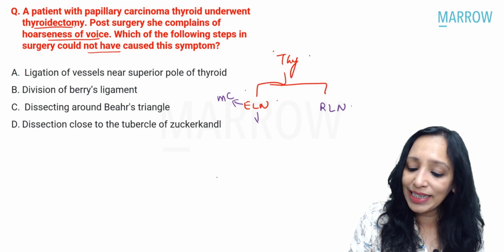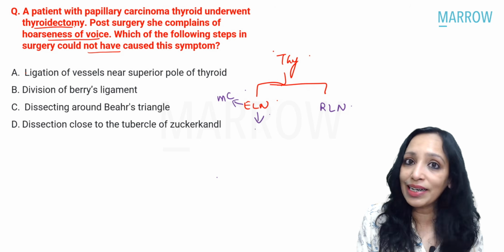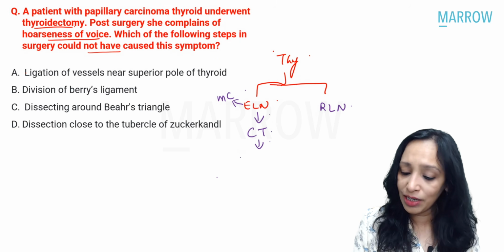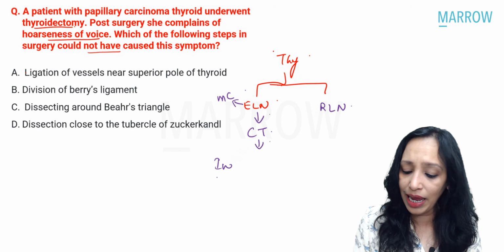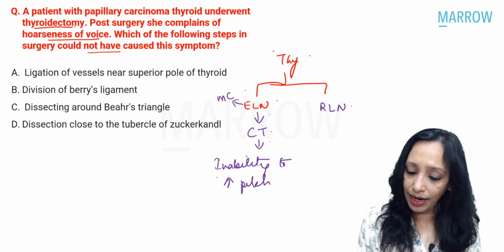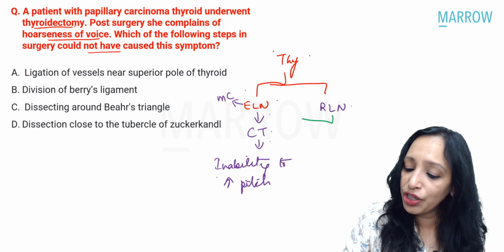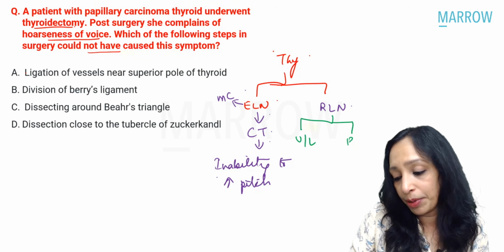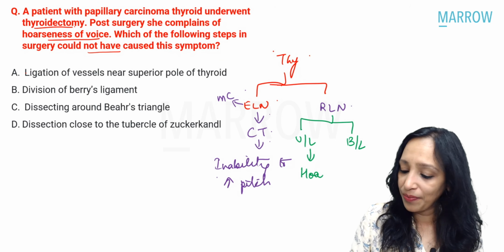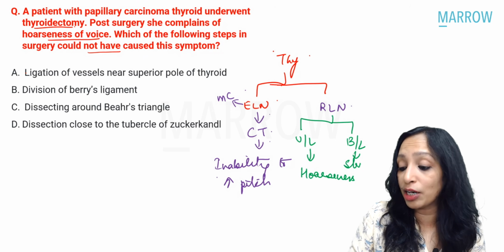If the external laryngeal gets injured, which muscle gets affected? The cricothyroid, which is the main tensor. So if this is affected, there will be inability to raise the pitch of voice. Whereas if the recurrent laryngeal nerve is injured, the injury can be either unilateral or bilateral. Unilateral injury will lead to hoarseness, whereas bilateral injury will lead to stridor, which will be life threatening.